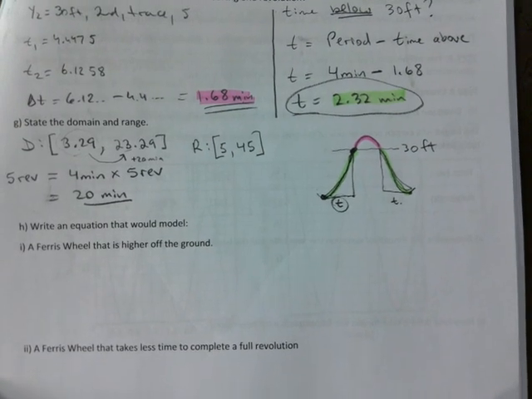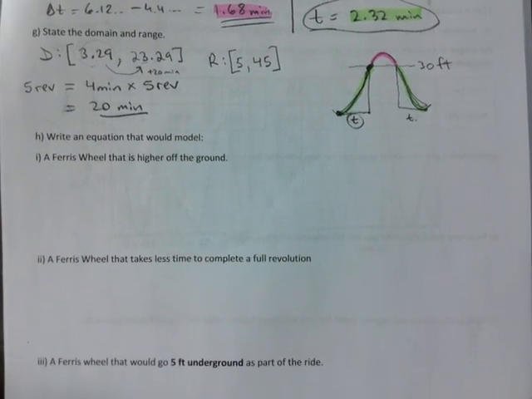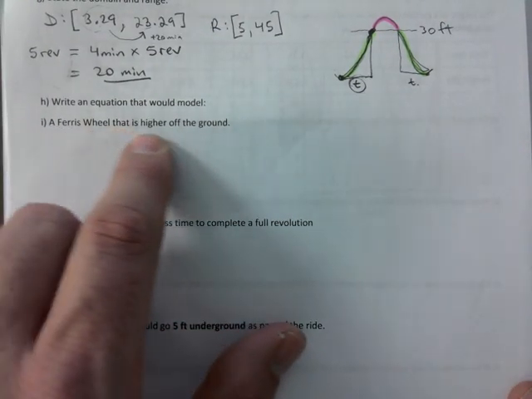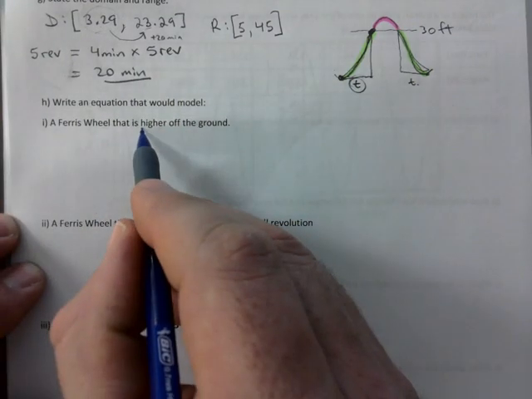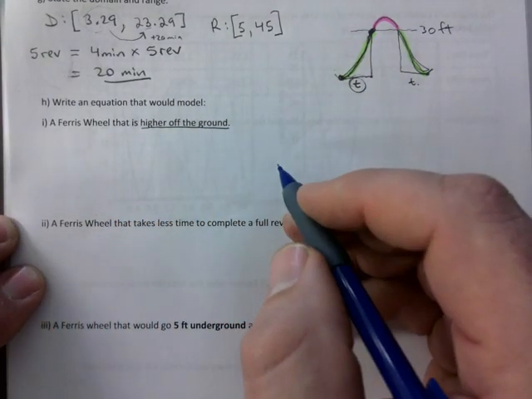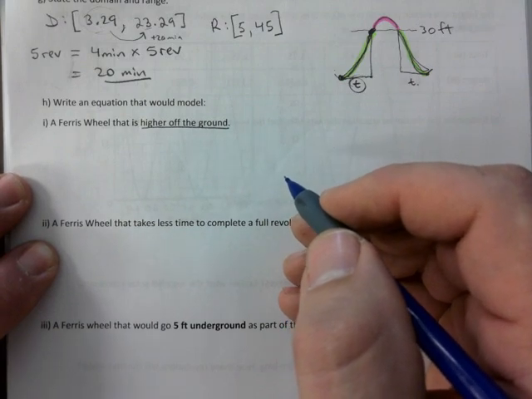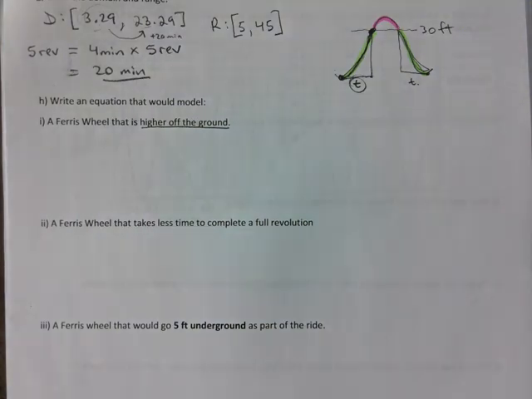We're almost done, almost done. Just a couple more here to emphasize the point. Write an equation that would model a Ferris wheel that's higher off the ground. What would we change, A, B, C, or D? A would make it higher, but it would also make it lower. So we just want the whole wheel to be higher off the ground. This would be D. Remember, D tells us the midpoint, but it would also shift everything up.